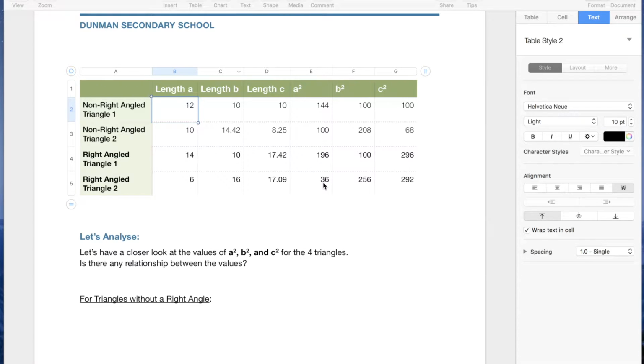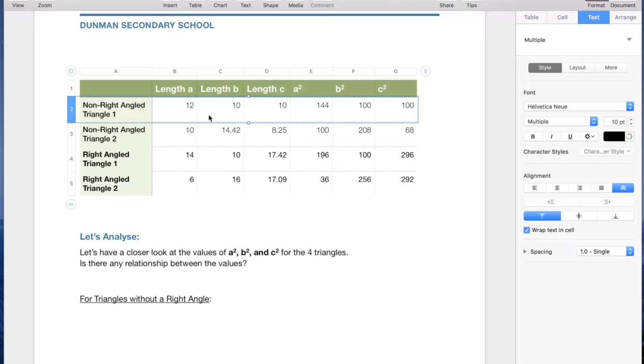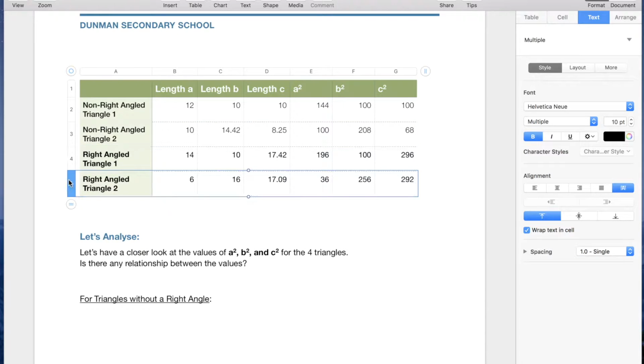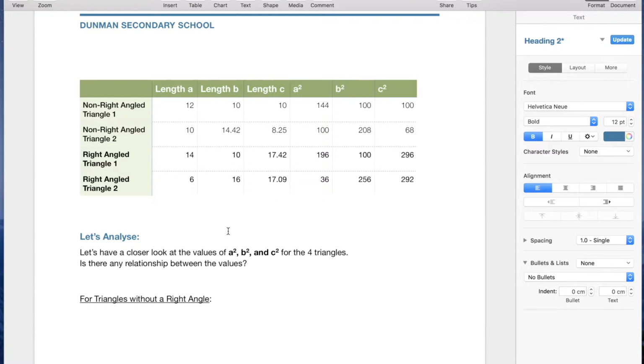Okay, so after you have played around and explored the GeoGebra template, you should have 4 sets of data here. 2 for your non-right angle triangles: length A, B, C, A square, B square, and C square for the first non-right angle triangle, and 1 more for the second non-right angle triangle. And then you should have 2 more sets of data for your right angle triangle 1 and right angle triangle 2. Your data set might not be the same as mine. In fact, it should be different because you should be trying out your own triangles.